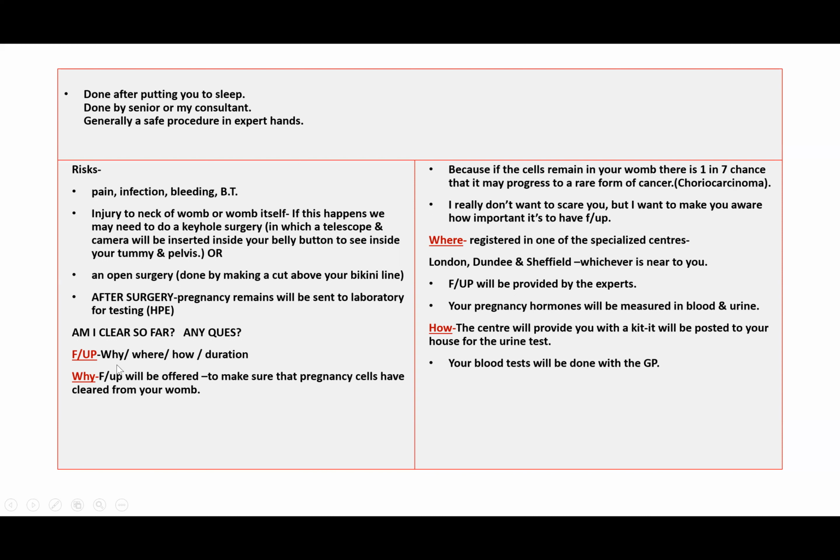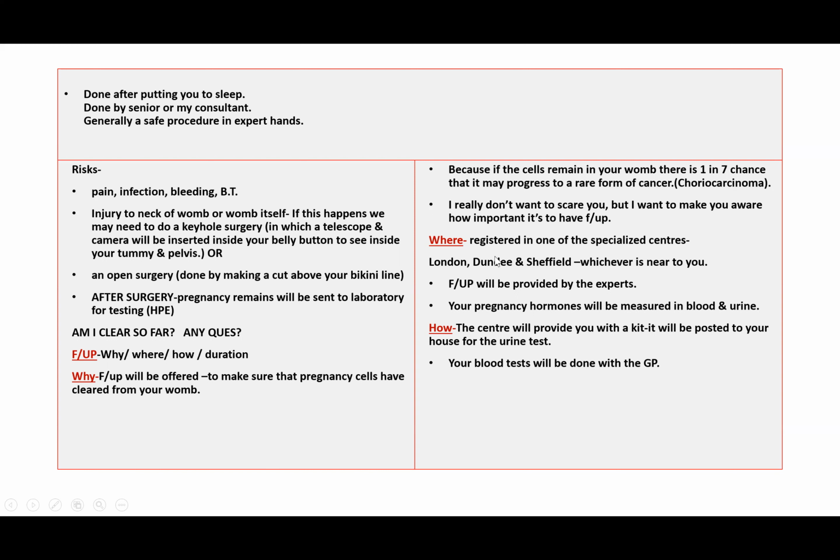Regarding the follow-up, that is very important. You will be offered the follow-up to make sure that pregnancy cells have cleared from your womb, because if the cells remain in your womb, there is 1 in 7 chance that it may progress to a rare form of cancer. I really don't want to scare you, but I want to make you aware how important it is to have follow-up. So it is 1 in 7.